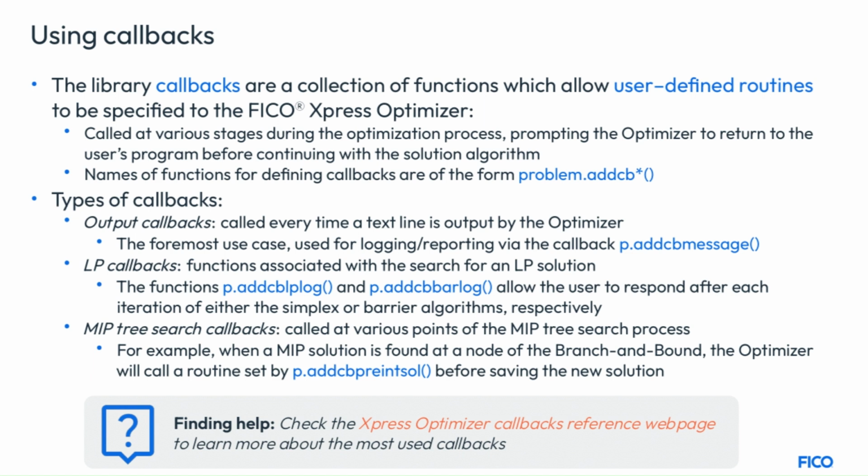LP callbacks are related to the search for LP solutions, and include, among others, the addCB LP log and addCB bar log, which are triggered at each iteration of the simplex and barrier algorithms, respectively. The highest number of callbacks available are the so-called MIP tree search callbacks. These are called at various points of the MIP tree exploration process, depending on the specific callbacks being used. For example, the callback function pre and sol is invoked every time a new integer solution is found at a node of the branch and bound process, before the solution is accepted and saved for the algorithm to continue.